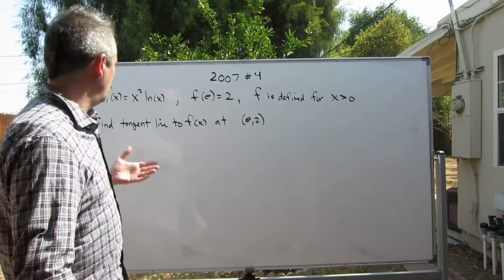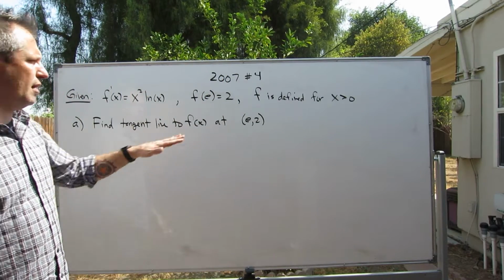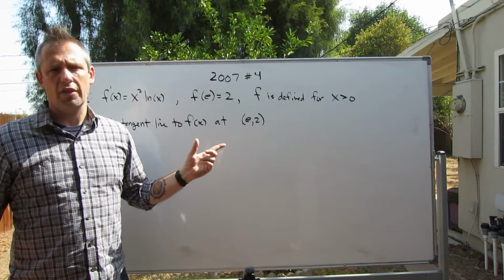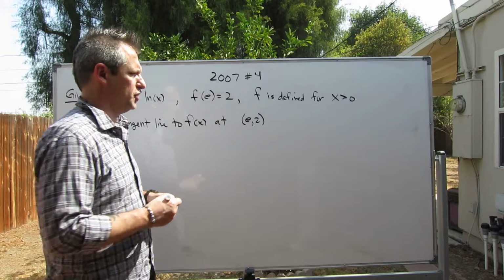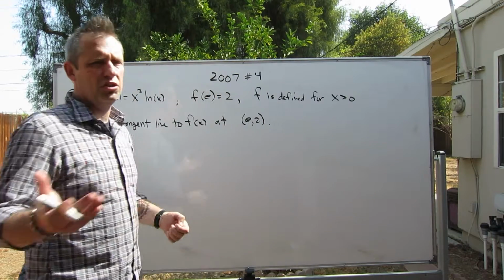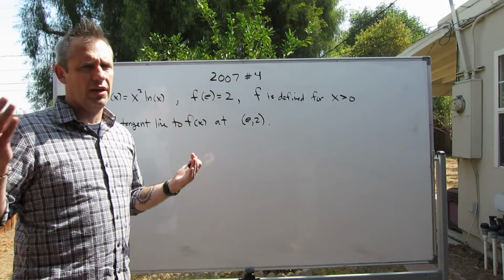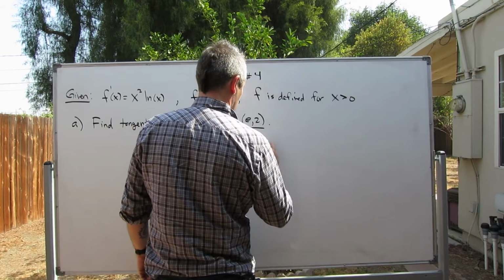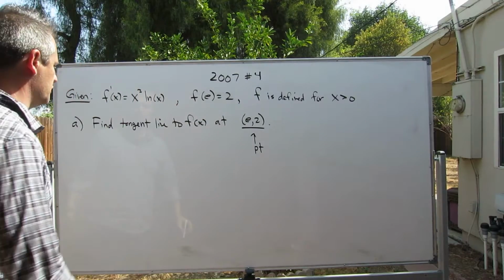Part A says, find the equation of the tangent line to f of x at e comma 2. E comma 2 being a point we already know is on the curve, so pretty straightforward. This couldn't get easier. I want the equation of a line, I need to know the slope of the line, and I need to know what point the line goes through. The point is already given to me, so all that's left is to figure out what the slope is.